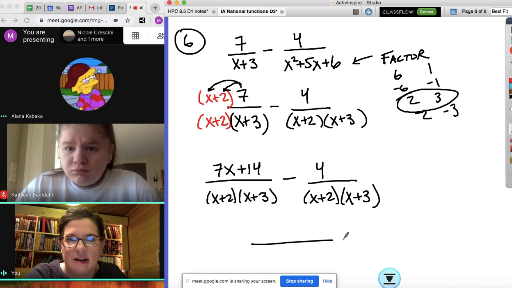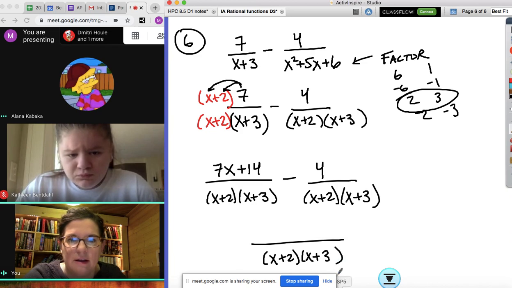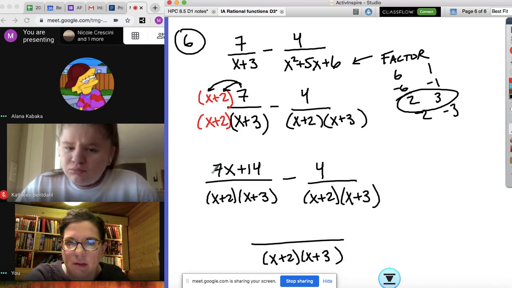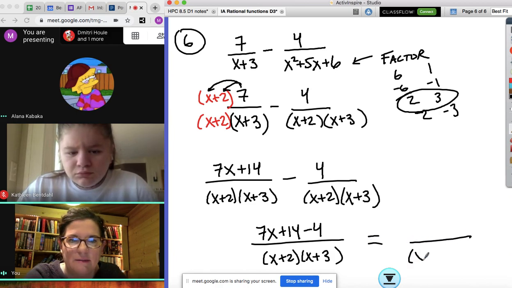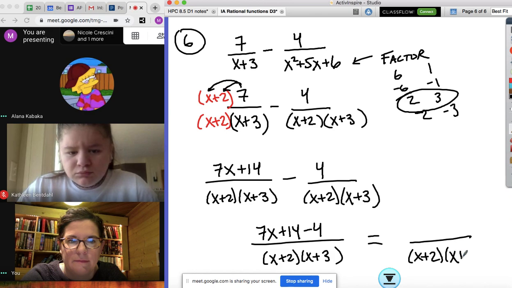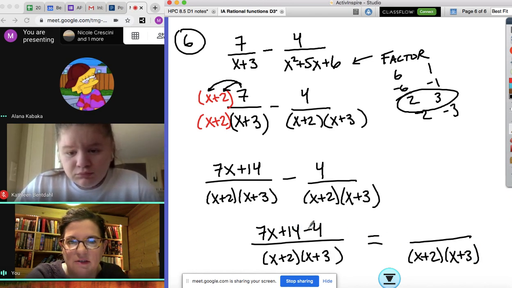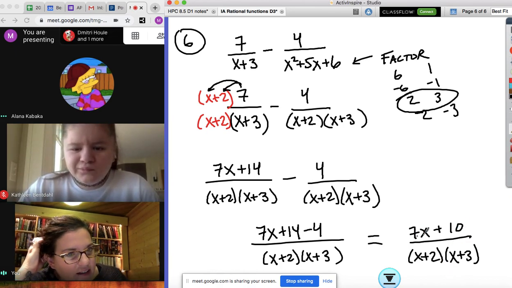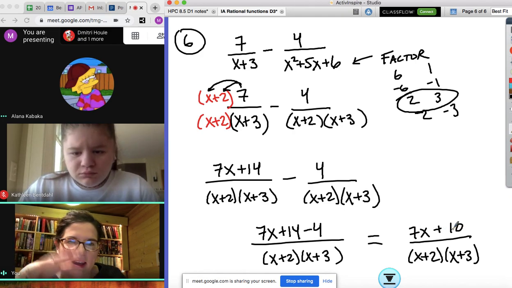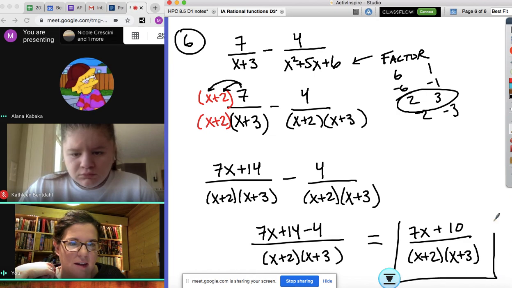All right, now they've got common denominators, so I can combine them. And that will be my common denominator. And now I just deal with the tops. So I have a 7x plus 14, and then minus 4. And then that simplifies, because on the top, I've got these two that are like terms here. 14 minus 4, I can combine those. So 14 minus 4 is 10. So I have 7x plus 10 on the top. And there's nothing in common. 7 and 10 have nothing in common. I can't take anything out. Nothing's going to cancel. So that's it.